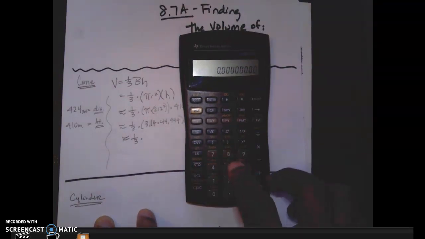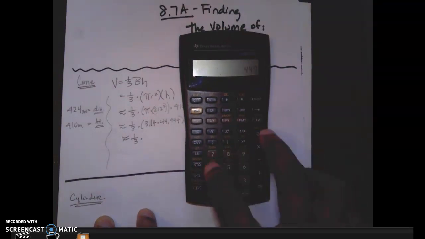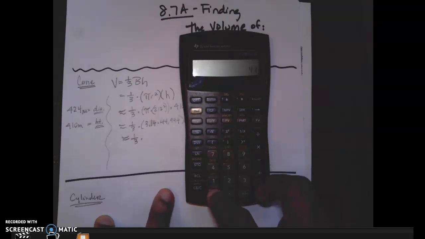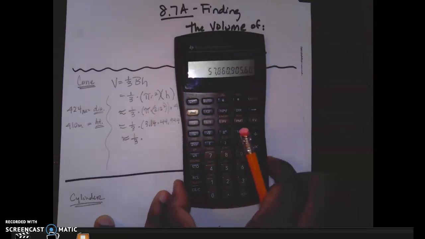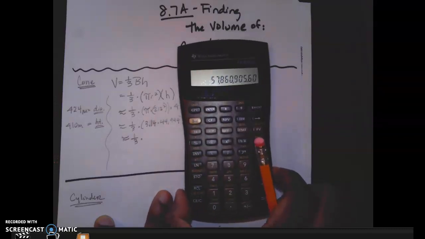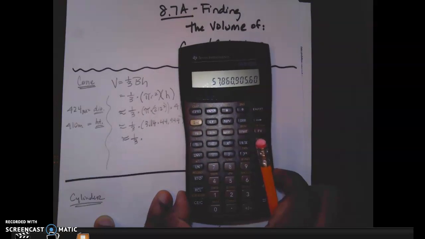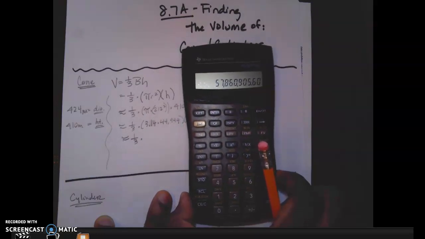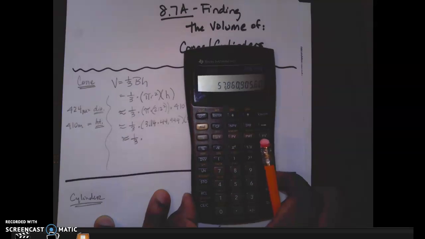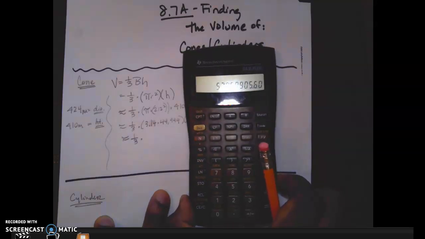So I'm going to multiply 44,944 times 410 times 3.14, which is my approximation. That's going to give me approximately 57,860,905.60. Now remember, I want to approximate this to the nearest 100,000 because that number is fairly large.